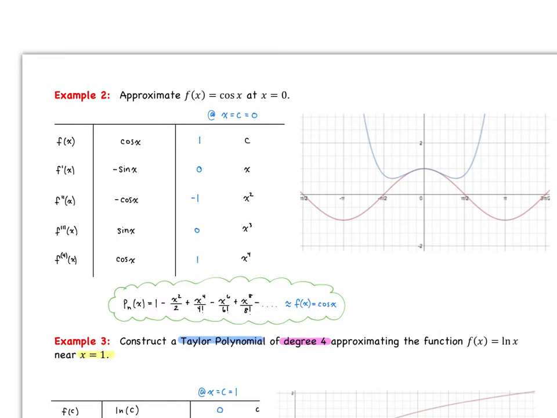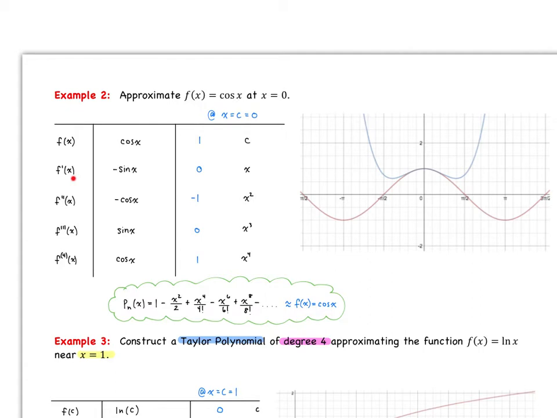Okay, so what we do is we just kind of create a table to organize our work, because our goal is we need to find the coefficients of our terms. Okay, we need to find the f of 0, f prime of 0, f double prime, triple prime, quadruple prime. Okay, so f of x is cosine of x. We want to evaluate at x equals c, where c equals 0. All right, so the cosine of 0 is 1. This represents our constant term.